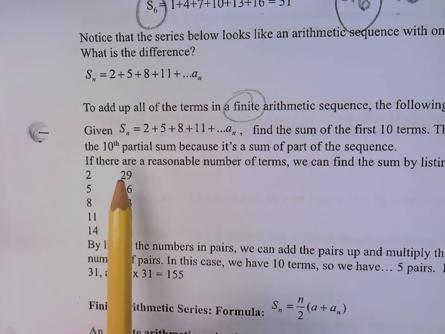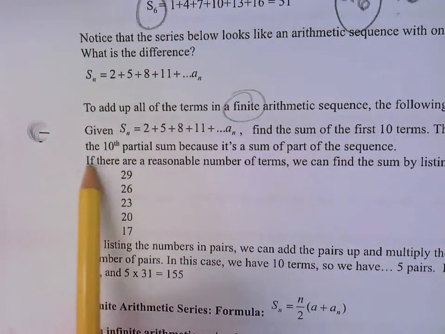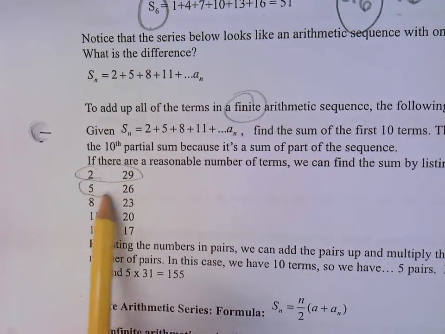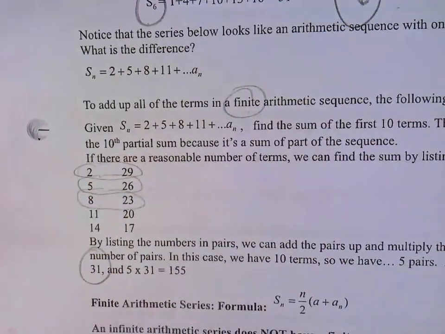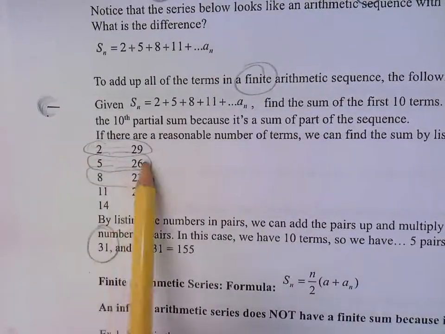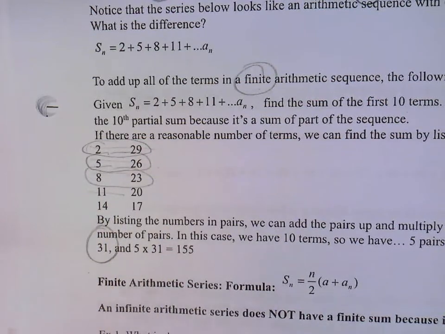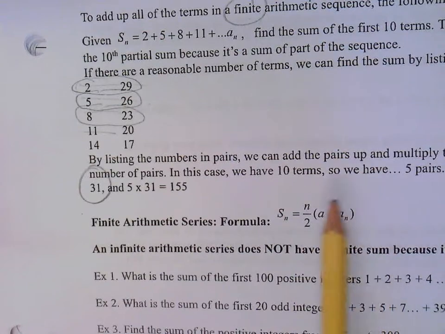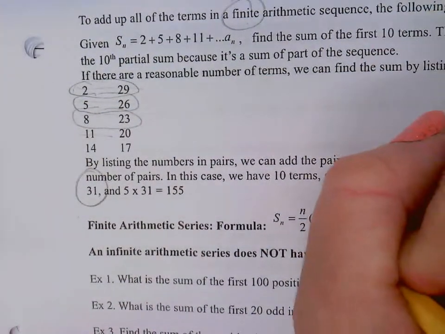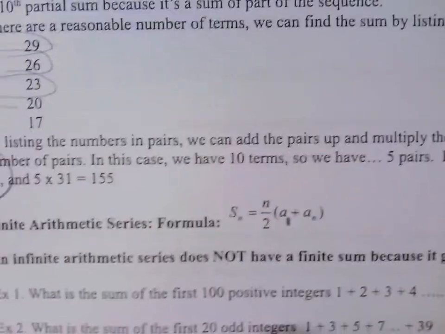26, 29. And if you notice, the first and the last add up to the same thing that each of these pairs of numbers add up to, right? They all add up to 31, and there would be 5 sets of pairs. It's a very visual formula. So to me, if you don't want to remember this as a formula, this formula should actually say A sub 1 right there. I keep forgetting to, that's a typo.